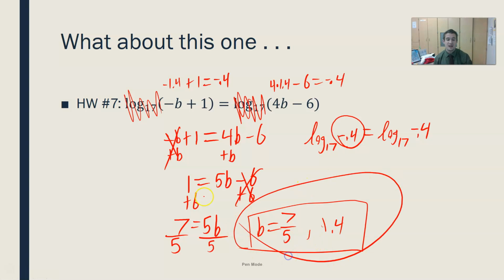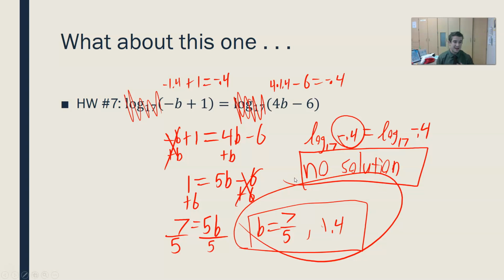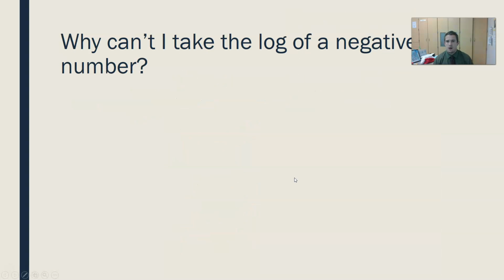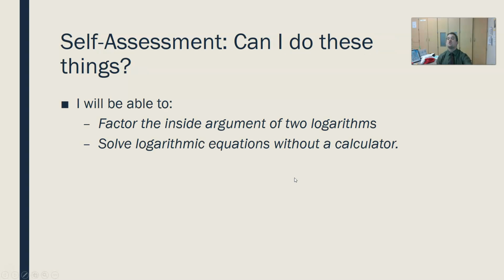So this solution that I got, since when I put it back into the logarithm it forces me to take the log of a negative number, this is going to be no solution. Undefined is a way that you could write that, like it did in Desmos, but a question like that would be no solution. Okay, why can't I take the log of a negative number? We just determined that.